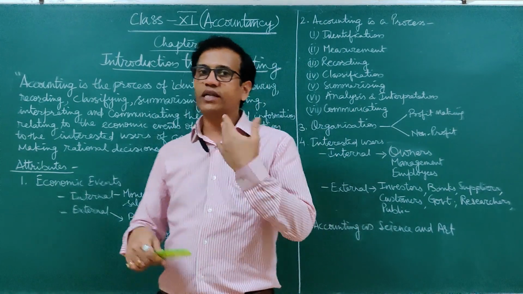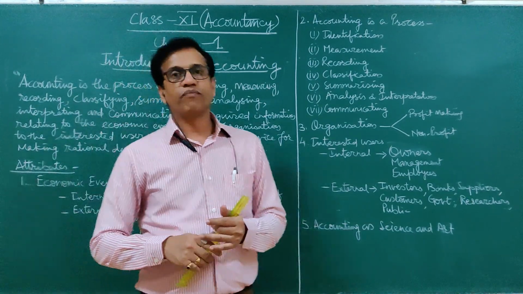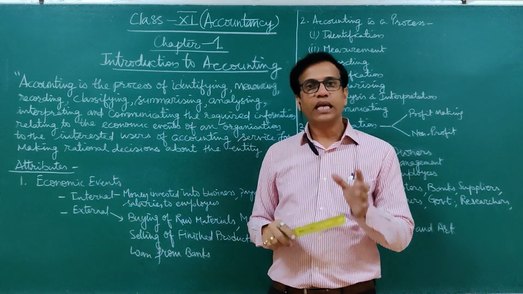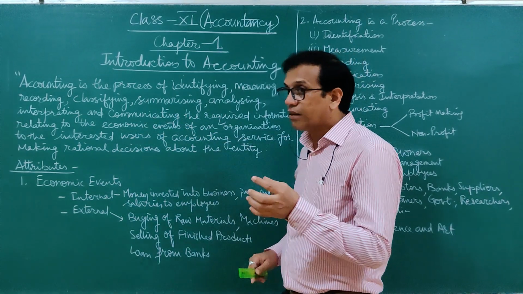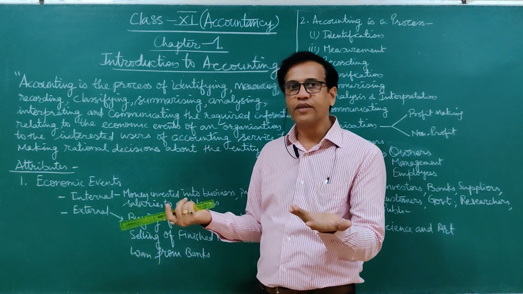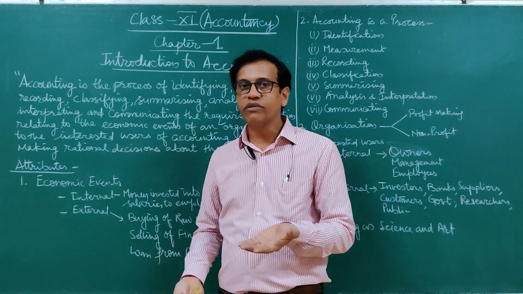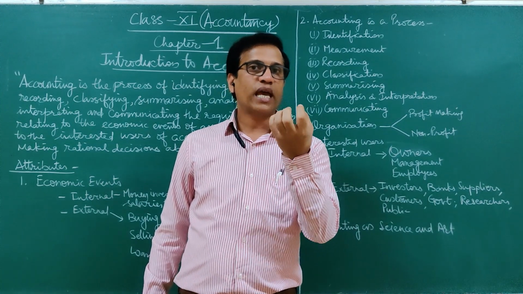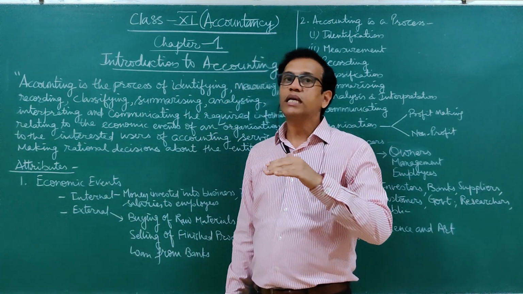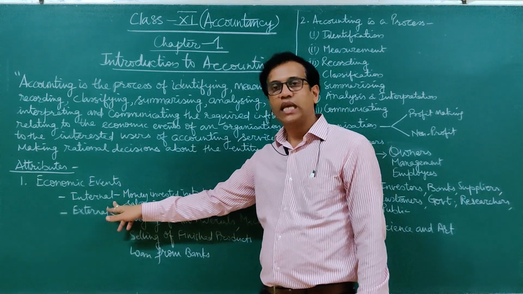So economic events, if I talk about business organizations, can be of two types, internal and external. Internal means what is happening within the organization. This is a consequence of some happening which you can tell in financial character. If I give you the meaning of economic events, it is the consequence of a happening which can be measured in financial character, which can be written or recorded in financial character. These economic events are of two types, internal and external.